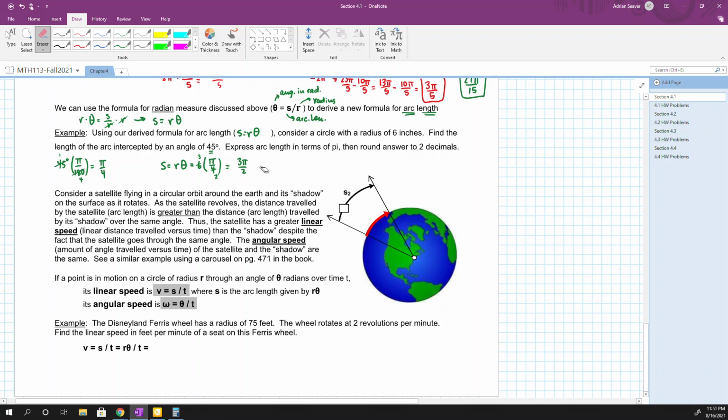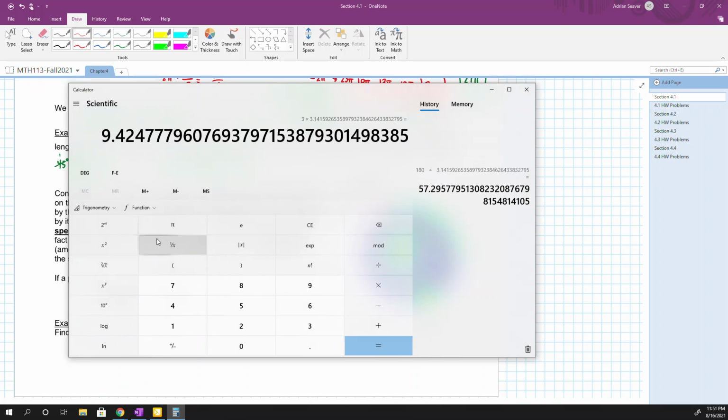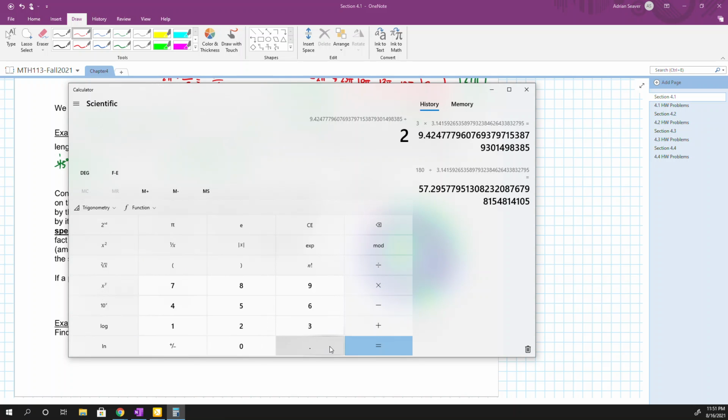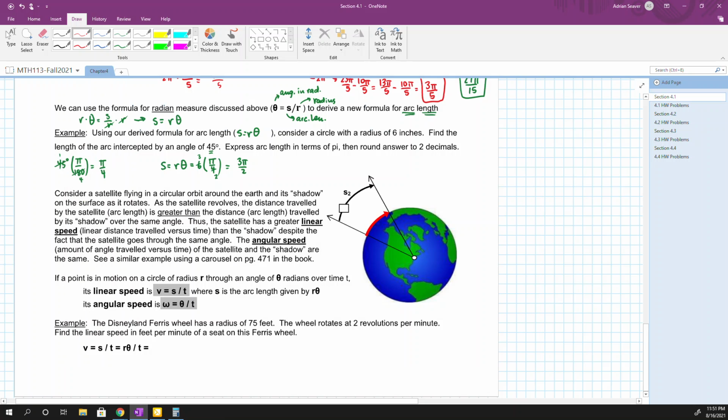All right, so 3 pi over 2, it says express in terms of pi, then round your answer to 2 decimals. So we'll do that. Let's just see, what is 3 times pi divided by 2? 3 times pi, and I want to divide that by 2, and I get about 4.71 inches.